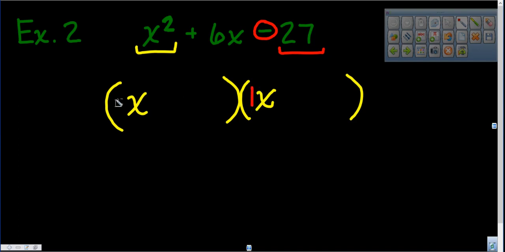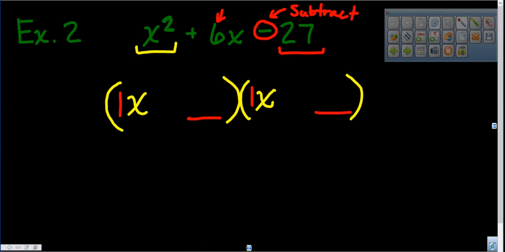Now, since these are ones, it's really easy to understand that whatever number goes here will just be multiplied by 1x, and whatever number goes here will also be multiplied by 1x. So I'm going to start coming up with numbers that can multiply to give me 27, but then they will subtract in order to achieve a 6.